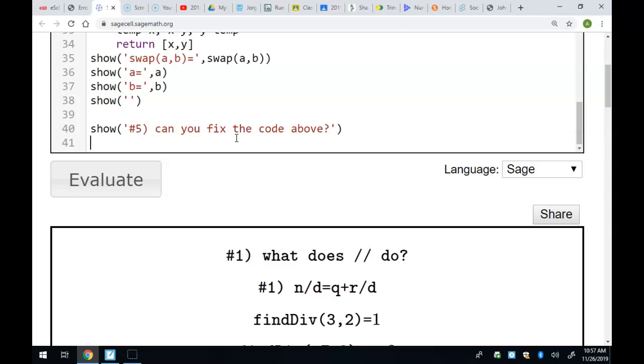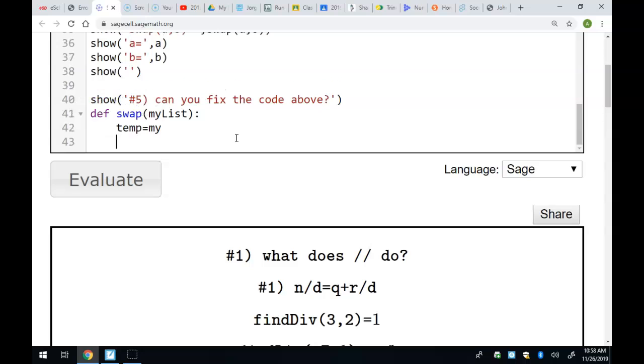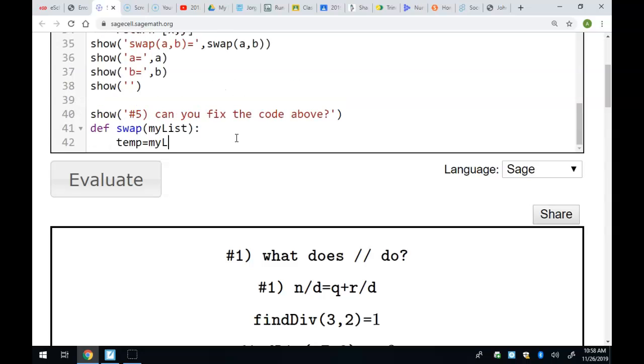All right. Okay, so this is what we came up with. Number 5. We said let's define a function called swap. So I'm overriding my swap method. It takes as input a list. I'm going to call it my list. And we're going to do the same thing we did before. Temp becomes my list sub 0. So we don't override the 0th element. Semicolon. Then my list sub 0 takes on the value of my list sub 1.